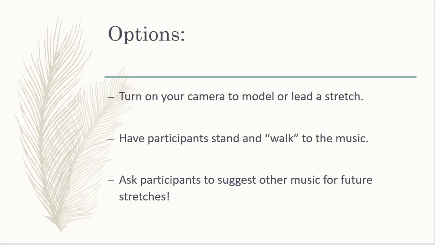Also asking your students, whether they be elementary or high school or university or preschool, to suggest other kinds of music or actual other pieces of music for future stretches is an opportunity to not only incorporate their funds of knowledge, but also to help have a moment where you can help teach them about Creative Commons and licensing.